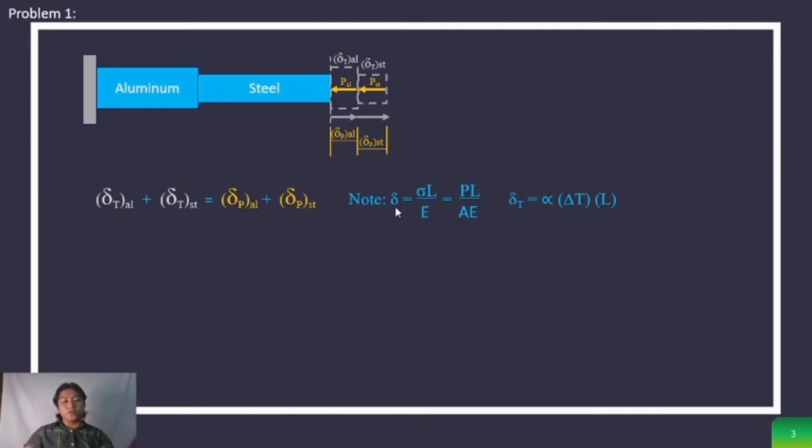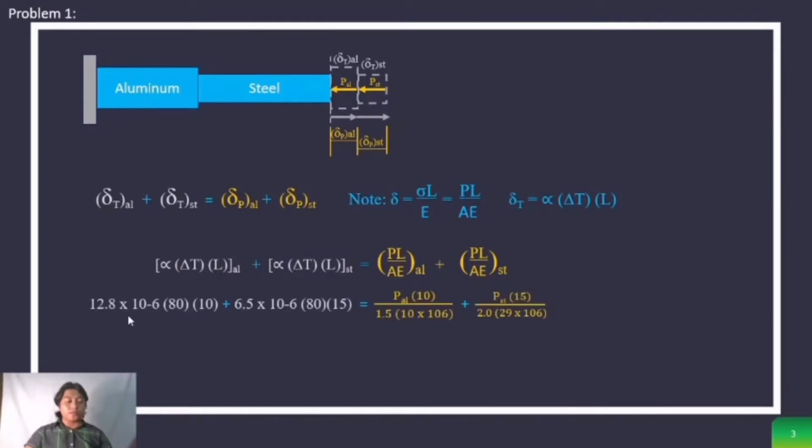So note that the deformation is equal to the stress multiplied to the length over the modulus of elasticity, or also equal to the pressure or stress multiplied to the length over the area times the modulus of elasticity. And the thermal deformation is equal to the thermal expansion times the change of temperature times the length. So this equation ato i-substitute diri nga equation. So now let's substitute the given constant to the variables.